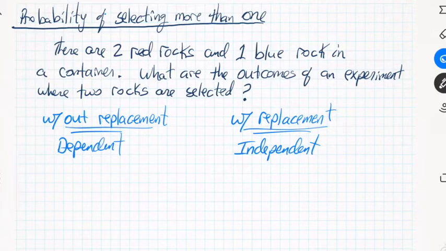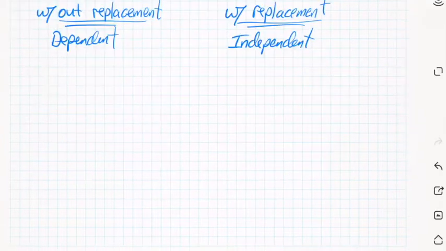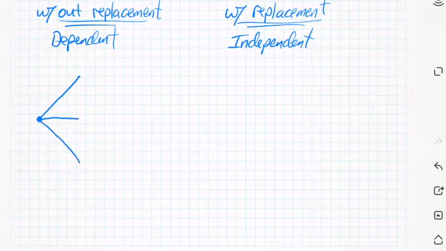All right, so let's treat this in both cases. We'll do it without replacement first, and then with replacement second, and I'm going to use something called a tree diagram to figure out what the possible outcomes can be and how many there are. So what we're going to do is we're going to have our container here, and then a tree diagram basically depicts your probabilities. So these 3 branches would be your first pick.